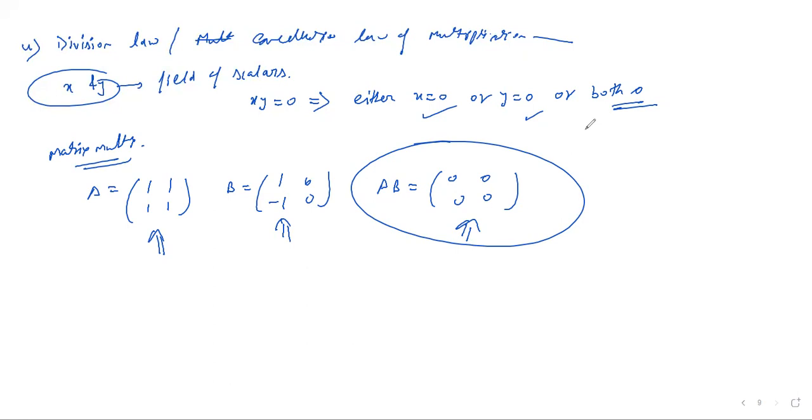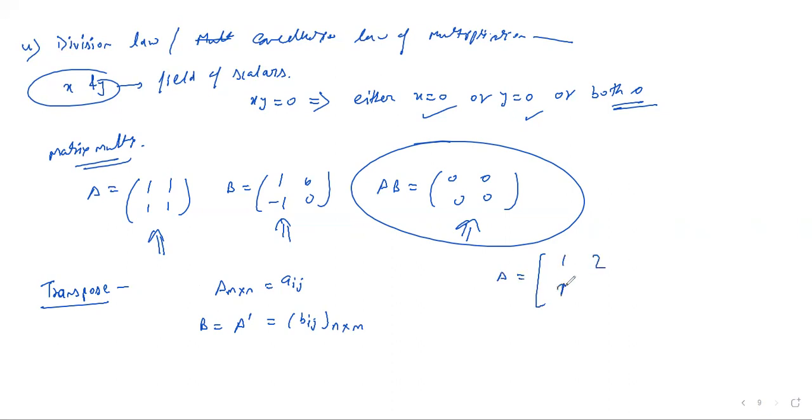Now let's see the topic of transpose. In the transpose, I have a matrix, let's say A of size m cross n, defined as Aij. Then B equals A transpose, where A transpose is Bij of size n cross m. That means if I have this matrix A as [1 2; 4 5], then the transpose of this matrix is [1 4; 2 5].